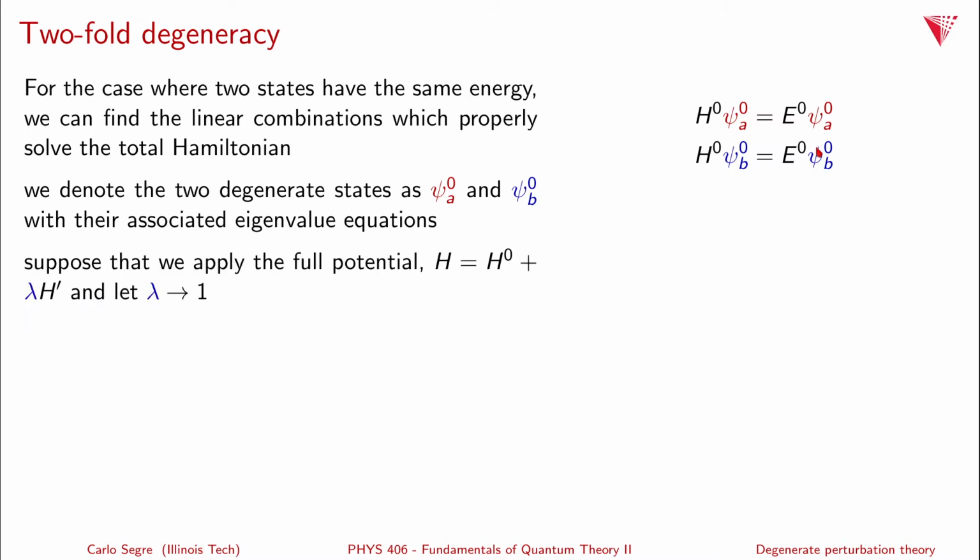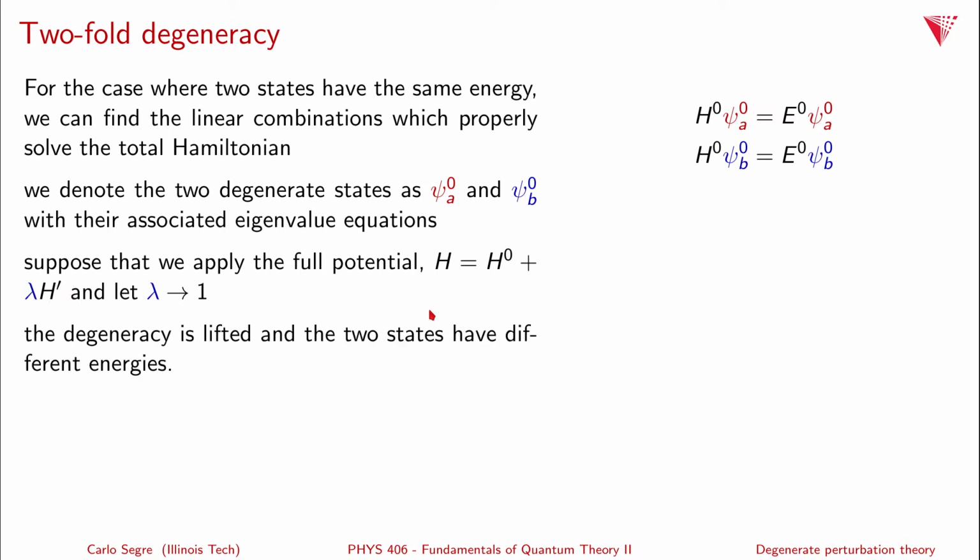Well, if we apply the full potential, which we call H equals H0 plus lambda H prime, and let lambda go to 1, so we're going to apply the full potential, the degeneracy has to be lifted, right? If we start with lambda equals 0, this is the unperturbed Hamiltonian. As we allow lambda to go to 1, then you get the fully perturbed Hamiltonian. And the degeneracy is lifted, and what happens is the energy starts at the same position. But as you turn on lambda and it goes to 1, you'll have one state that goes down, one state that goes up.